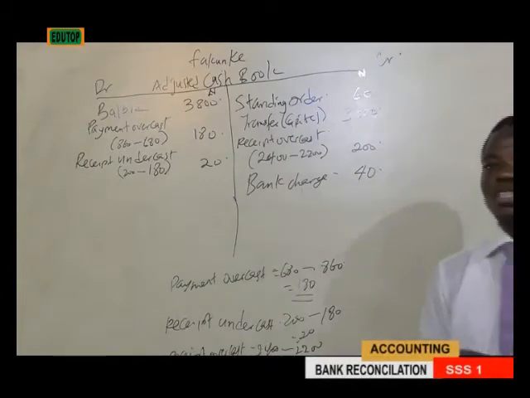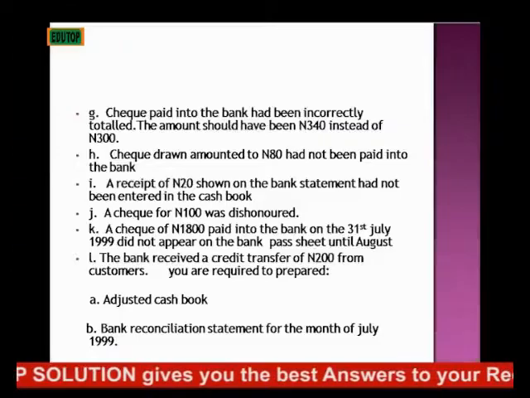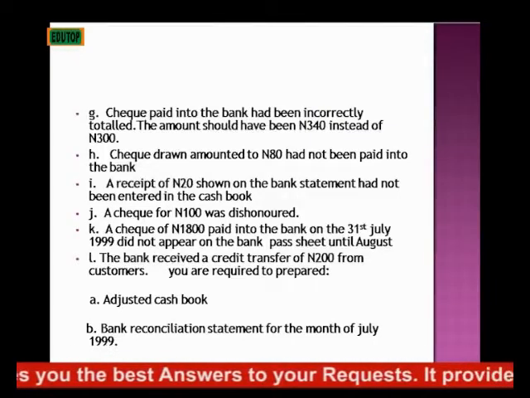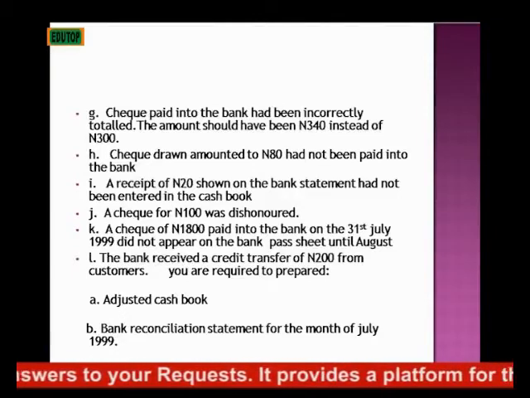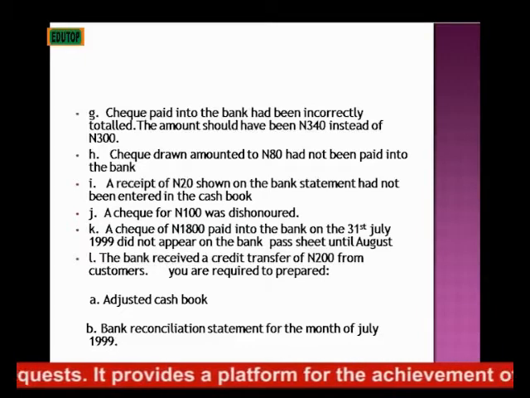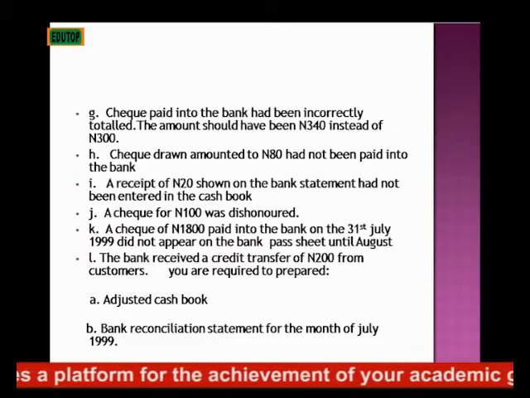Then we have 4 questions, 5 pieces of information to go. Then cheque paid into the bank has been incorrectly totaled. The amount should have been 340. They said cash paid into the bank has been incorrectly totaled. The amount should have been this.